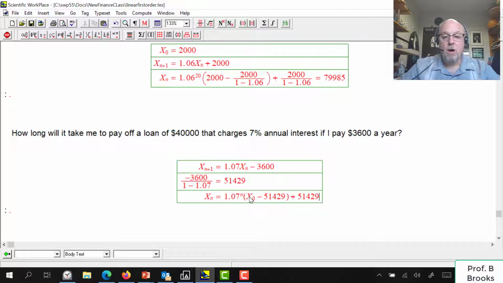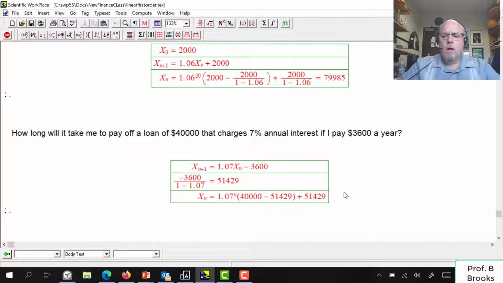Oh, I just need to know X naught. X naught was the original loan amount. That was the 40,000. Okay, and I'm trying to solve for N because I want to know how many payments I have to make, how many years I have to pay this off. What's X sub N? I've still got two variables here. Well, I want X sub N to be 0. I want to make my final payment of $3,600, and then the amount the next time would be 0.